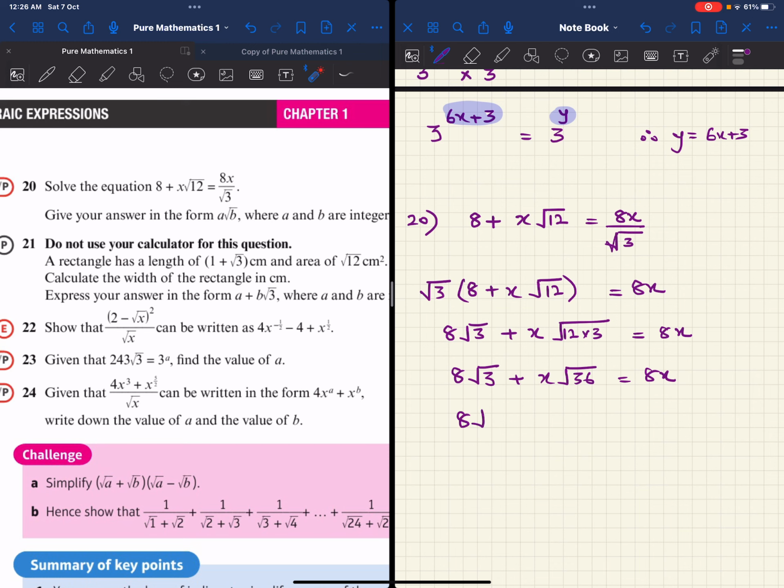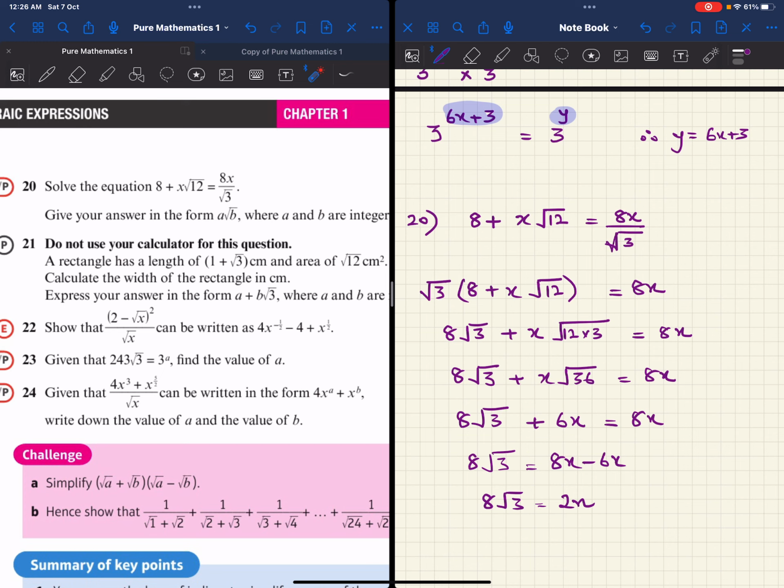So we have 8 root 3 plus x into root of 36, that is equal to 8x. Therefore, we have 8 root 3. Root 36 comes out to give us 6, so this becomes 6x is equal to 8x. We take the 6x to the right side, so it becomes minus 6x. So 8 root 3 is equal to 8 minus 6, 2x.